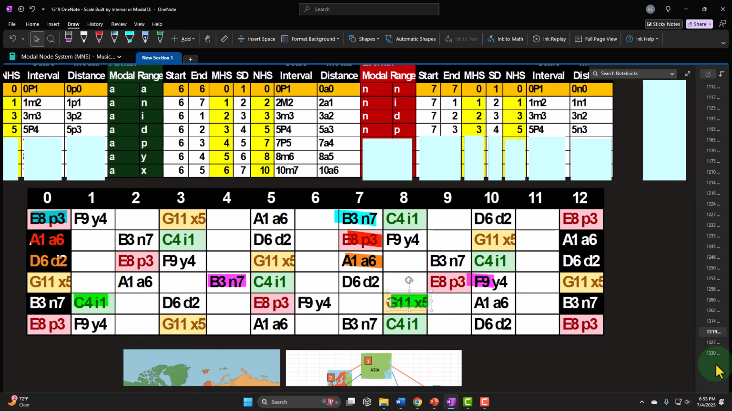What are the distances from the Phrygian? From the Phrygian, where did my cursor go? 1, 2, 3, 4, 5, 6, 7. That's what we would expect. Aeolian, 1, 2, 3, 4, 5, 6, 7. Dorian, 1, 2, 3, 4, 5, 6, 7. Crazy Locrian, 1, 2, 3, 4, 5, 6. Wow. Ionian, 1, 2, 3, 4, 5, 6, 7.